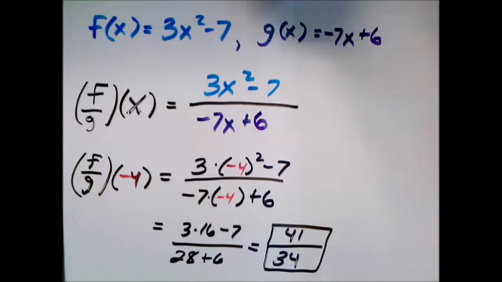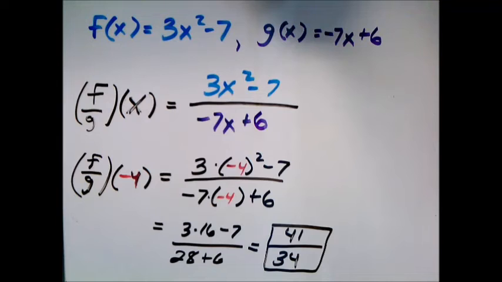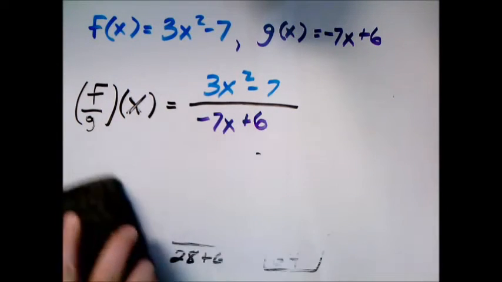All right, then they ask a second question. They want to know what values are not in the domain of f over g. So this is where it's helpful to have the original function up here, f over g. What's the only thing that we can't put in here? Well, look, we have division. What's the only thing we're not allowed to divide by? We can't divide by 0.